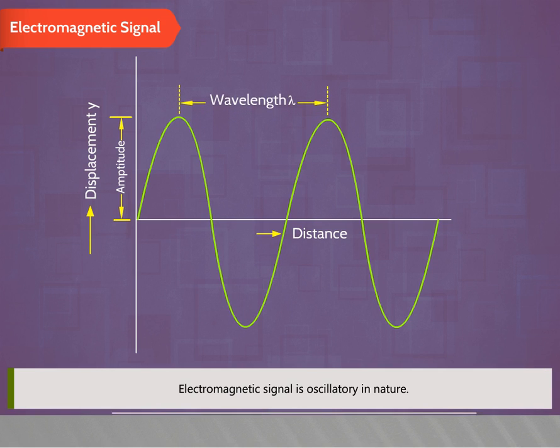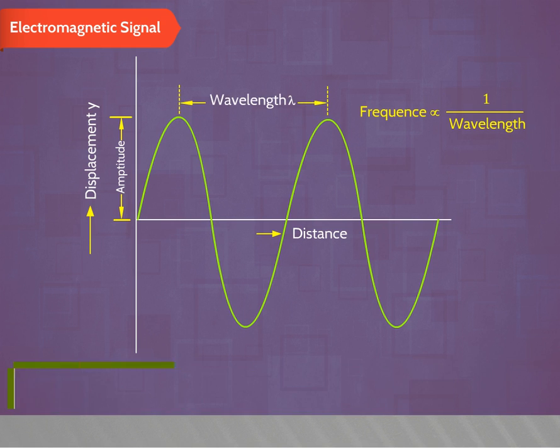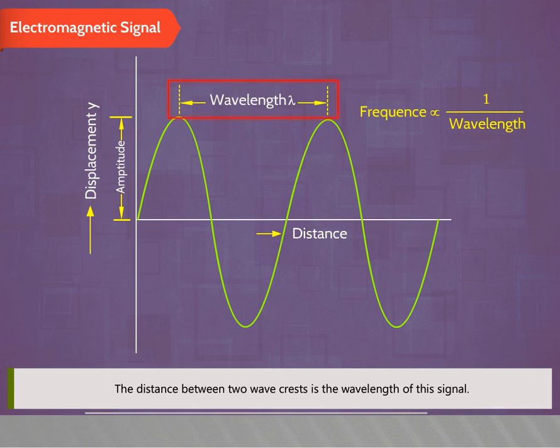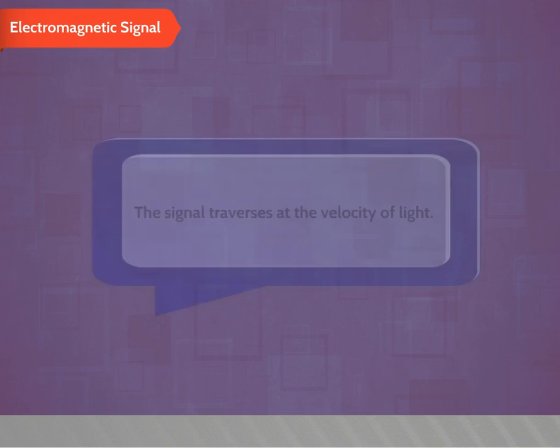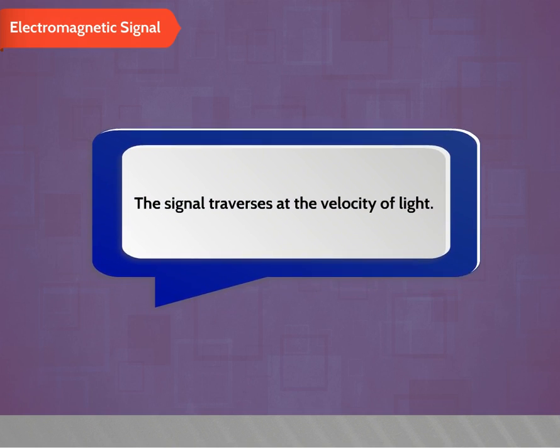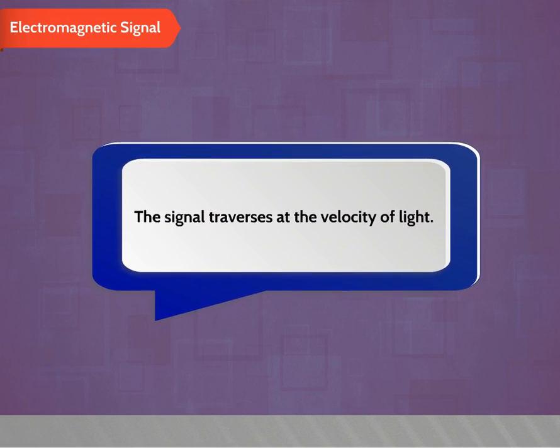Electromagnetic signal is oscillatory in nature. The distance between two wave crests is the wavelength of the signal. The signal traverses at the velocity of light.